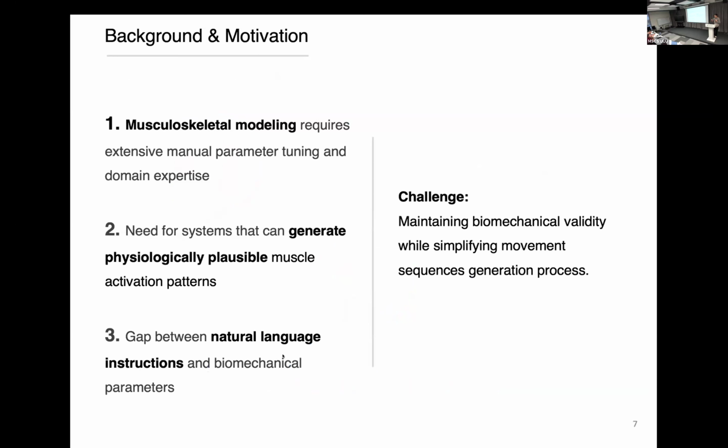So with all of that, we see that musculoskeletal modeling requires extensive parameter tuning and this type of scaling. This modeling is essential for understanding human movement, but currently it requires specialized knowledge. Our research addresses the challenge of generating physiologically plausible muscle activation patterns from natural language instructions, with which we are trying to bridge the gap between verbal commands and complex biomechanical parameters.